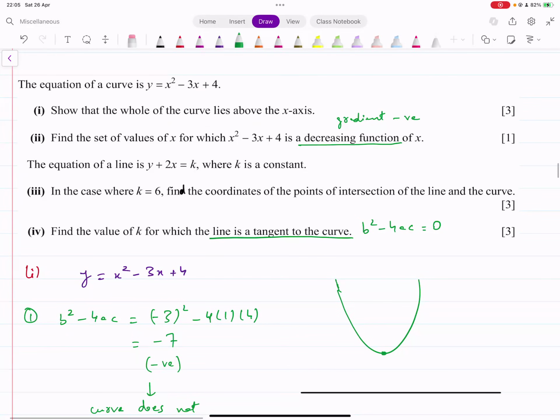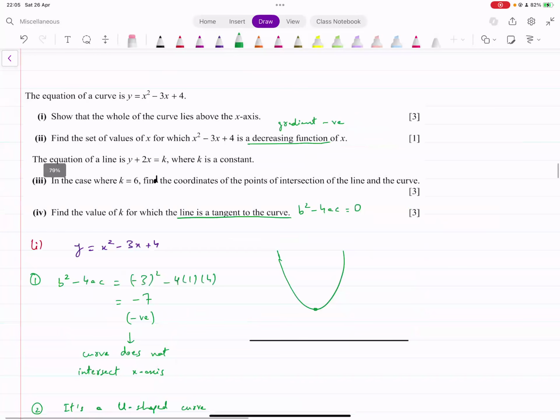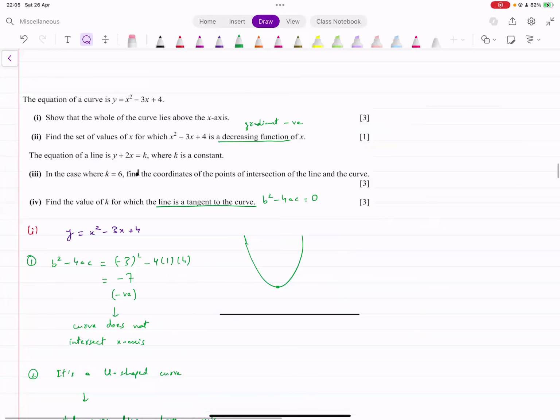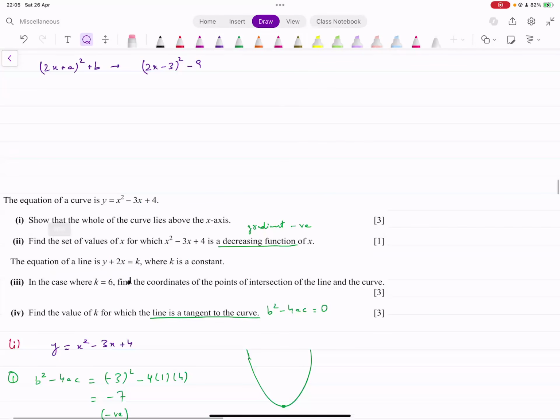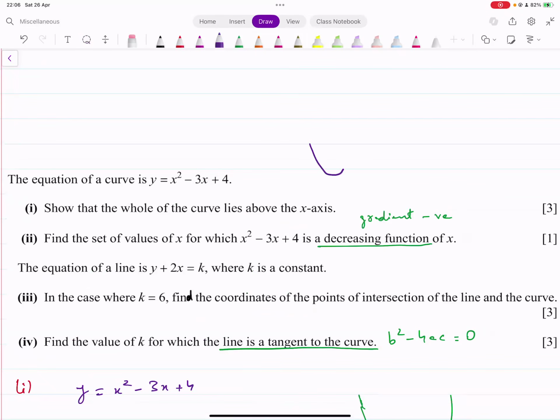what I'll do is I'll just get rid of that part. Okay. If it's a U-shaped graph, that means it looks like this. Right? Now, if the whole of this curve has to lie above the x-axis, then that means the turning point here, its y coordinate should be positive. So how do we prove this?